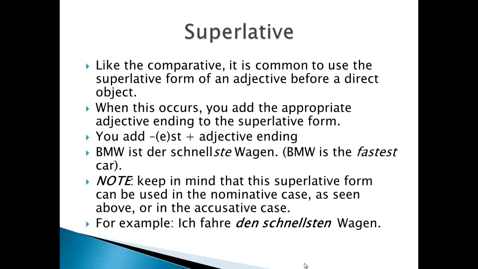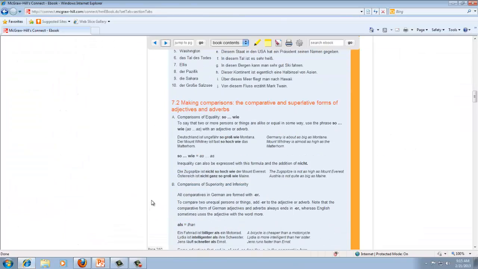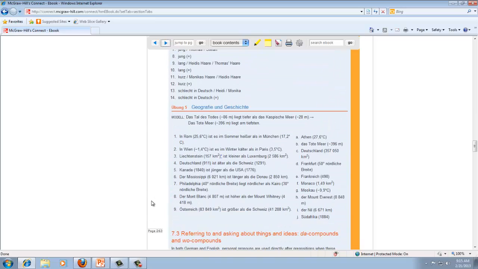And for your second task, you're going to write out Übung 5, Geographie und Geschichte. Das ist auf Seite 262. And we'll go to the book here to show you. You're going to be doing this one, Geographie und Geschichte. You also write those out and turn it in.